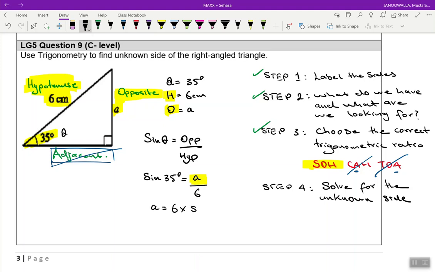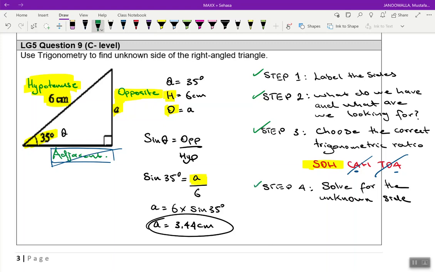So you just multiply and write the 6 first: 6 times sine 35 degrees. If you do it the other way, without using brackets, you would get the wrong answer, so be careful of that. Then you just write your final answer, which is 3.44 centimeters. And that's my final answer there. So those are all 4 steps.